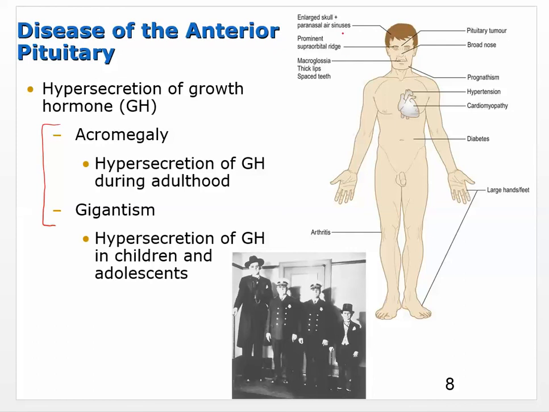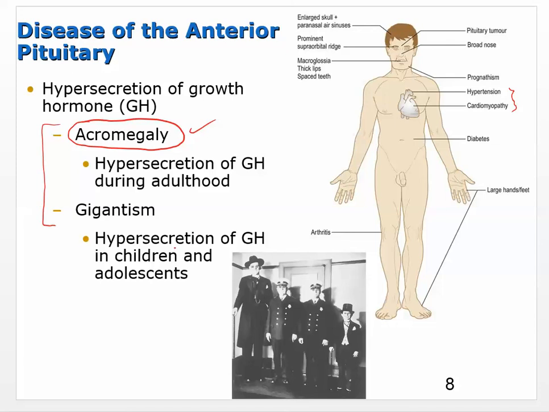So enlarged skull and paranasal air sinuses, broad nose, thick lips, spaced teeth. Okay, so things that you don't necessarily want to have occur: hypertension, cardiomyopathies, diabetes, arthritis. So it's not good. We call that acromegaly. So remember that. Acromegaly is when it happens as an adult.